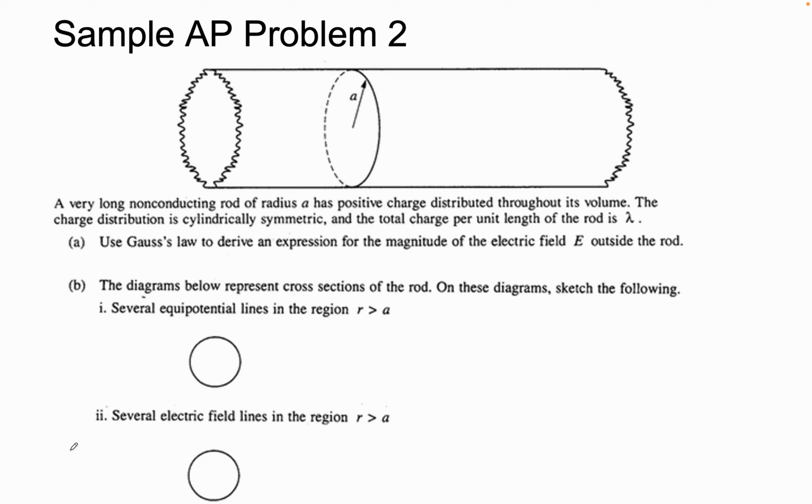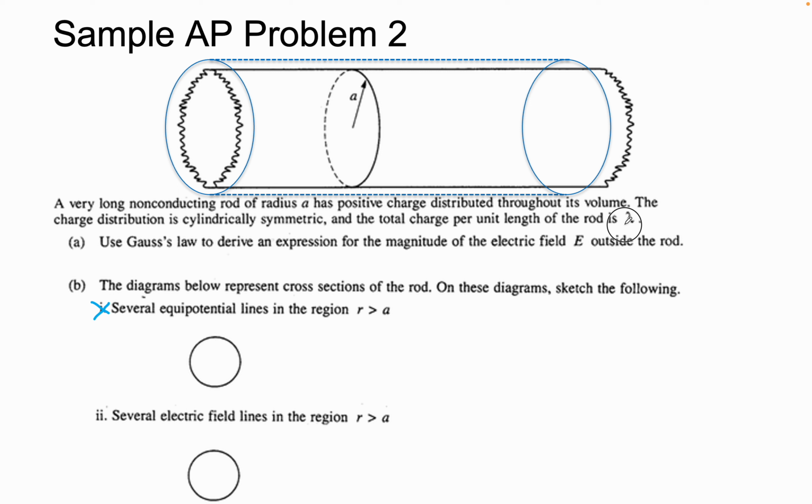This one, I only want you to do A and B2. We have not talked about equipotential lines. Use Gauss's law to derive an expression for the magnitude of the electric field outside the rod. So in this case, we've got a non-conducting rod. It has charge distributed for its volume, but instead of giving us rho, they gave us lambda, which is the charge per unit length of this rod. It's all right, it's fine.